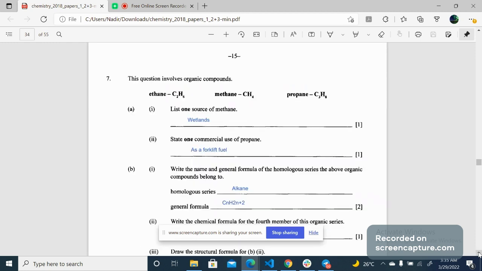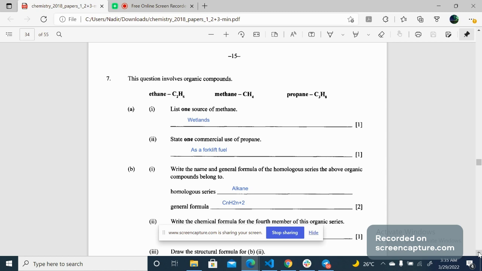Okay, now move to the next question. Organic compounds: ethane, methane, propane. We have to give one source from where methane comes: wetlands, swamps, agricultural land, these kinds of places. This is the answer to part one of subsection A of question number 7.